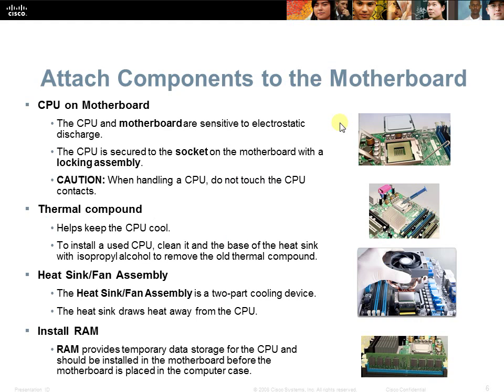So we're going to talk about some of the things that we're going to attach to the motherboard before we actually put it in the case. It makes it easier to work on the computer if we install the CPU, the thermal compound, the heatsink and fan assembly, and we install the RAM before we install the motherboard. Some other technicians will say put the motherboard in first and then you can add these things afterwards, but in the Cisco manual it recommends that you install them first.